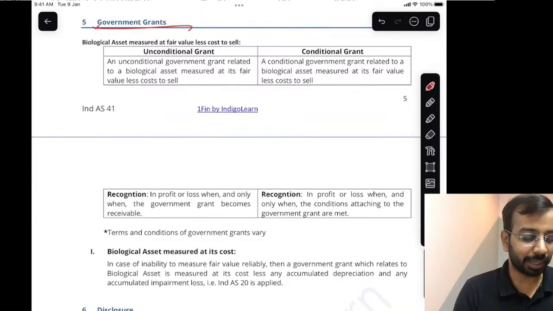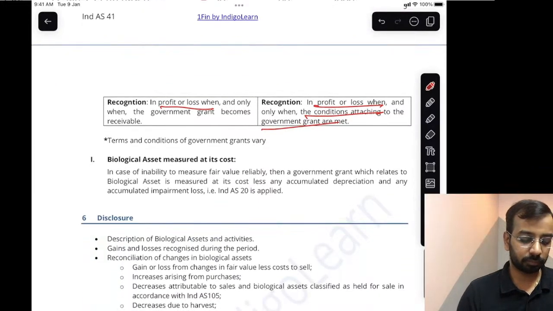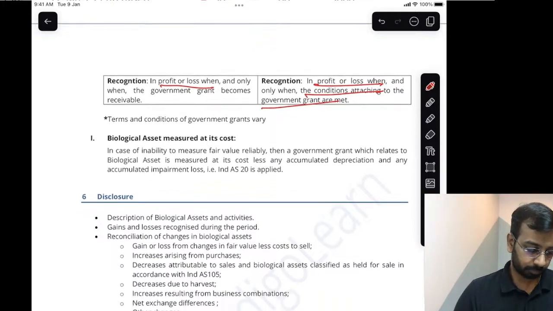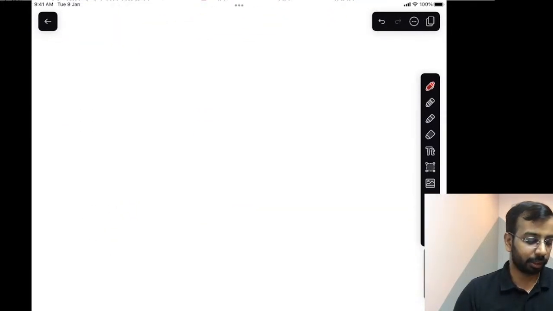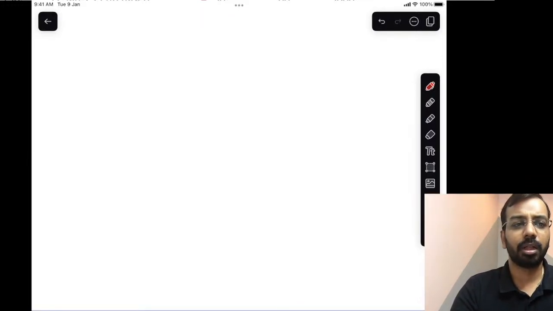Now, government grants, similar principle that we'll understand in government grants: if there is an unconditional grant, you recognize in P&L. If there is a conditional grant, you recognize in P&L when the conditions are met. Okay, so here we'll focus. This is the crux of the standard. There is nothing great for us to understand here.